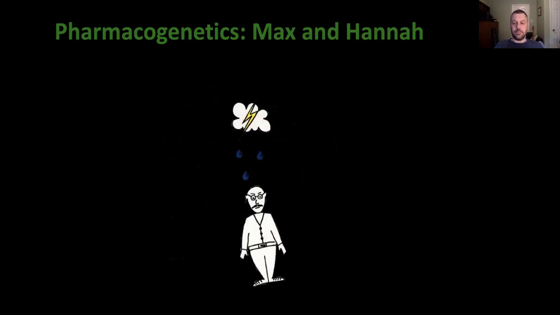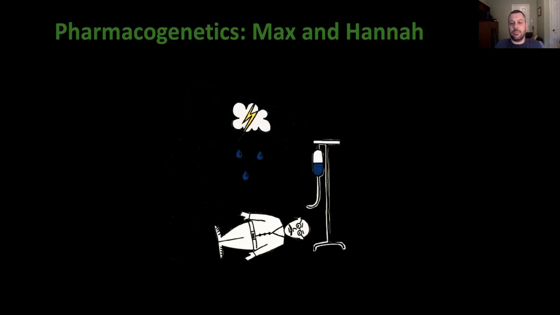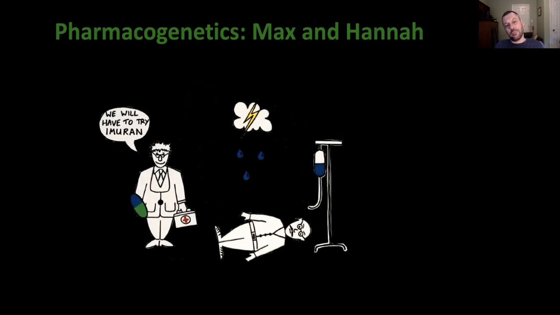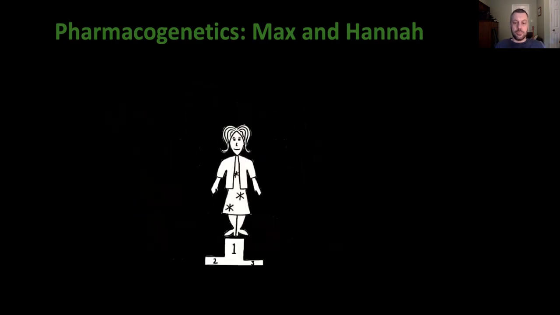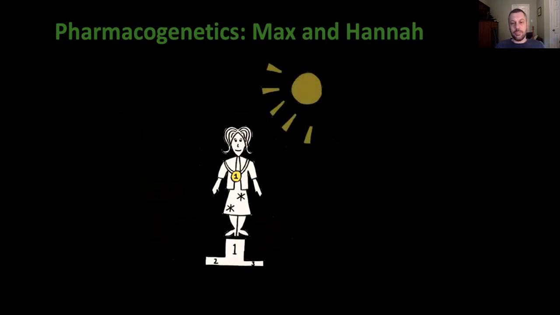Max suffers a hypersensitivity reaction and is hospitalized. His doctor prescribes Imuran after struggling to find a milder therapy which Max can tolerate. This leaves Max prone to cancers. Hannah's treatment is successful and well tolerated. Her condition is managed effectively.